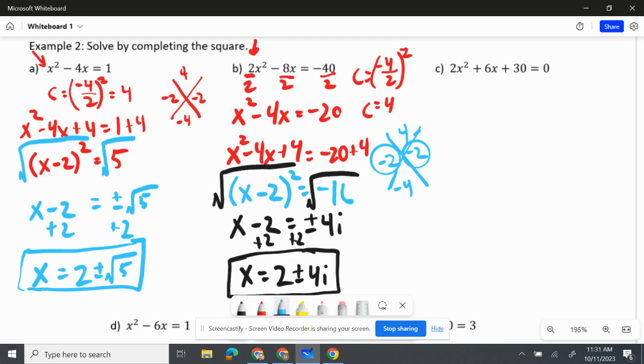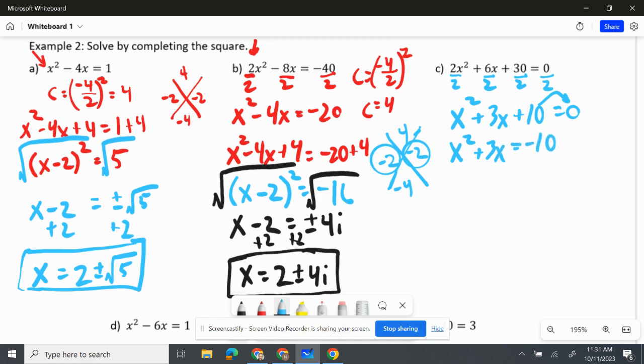Now, letter C. What we're going to do is look at our a value. We see that it's 2, so once again, we divide it by 2. And that gives us x squared plus 3x plus 10 equals 0. I'm going to move the 10 over. So x squared plus 3x is equal to negative 10.